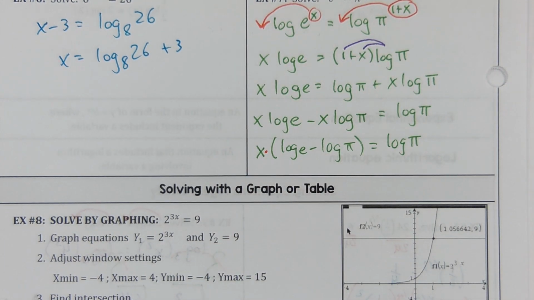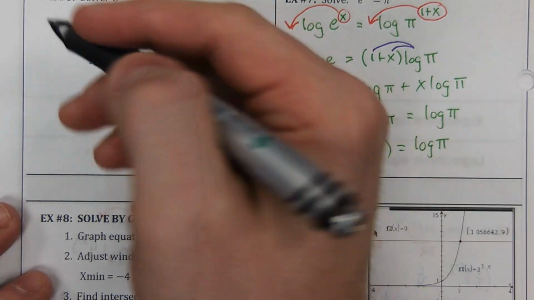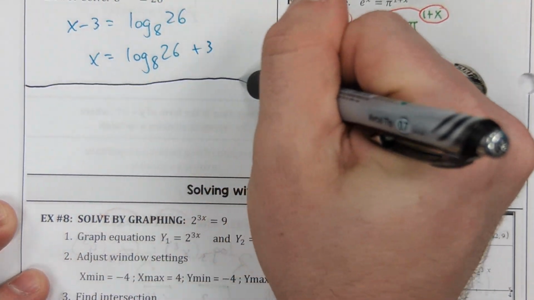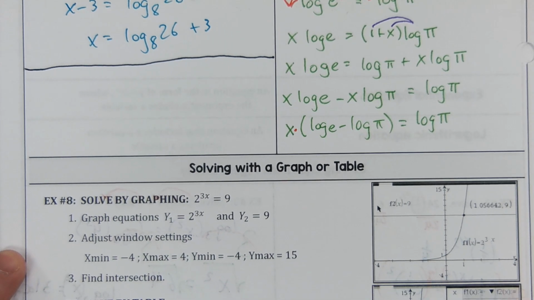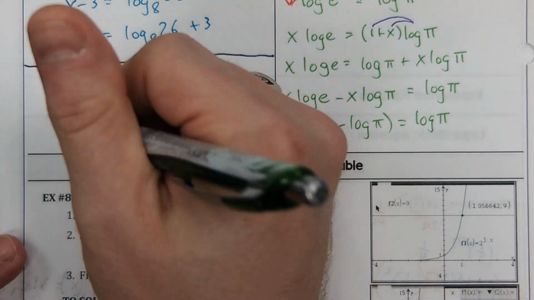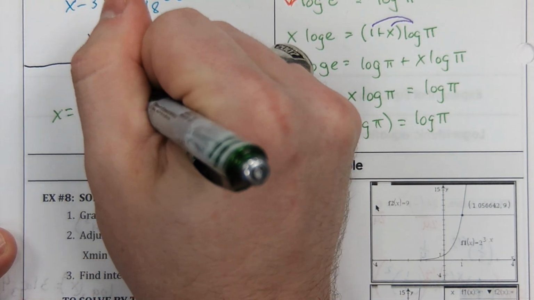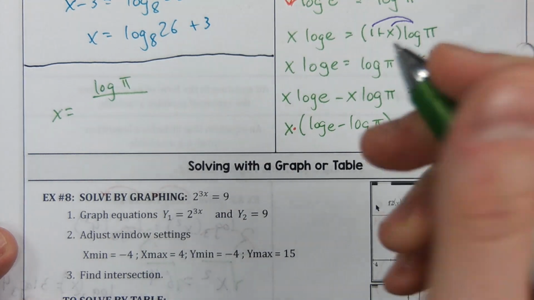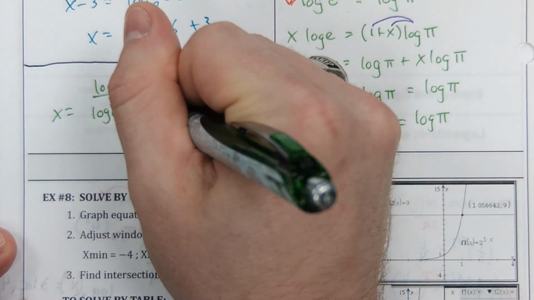So is the answer pretty? No. And I'm out of space, so I'm going to put the answer over here because I found some space right here. But look what x is going to be. x equals log of pi over log of e minus log of pi.